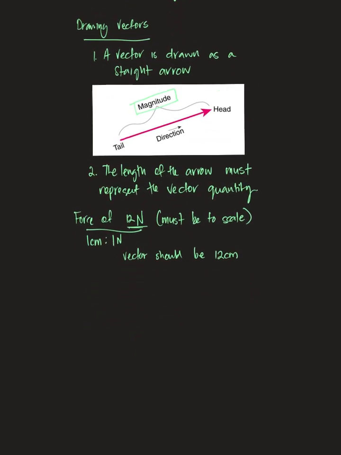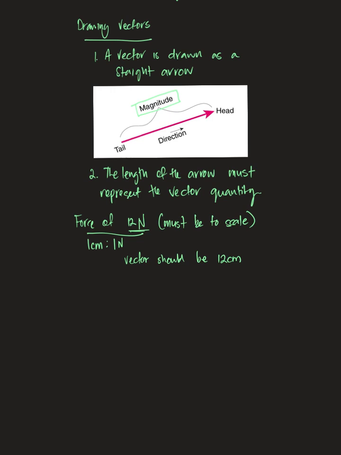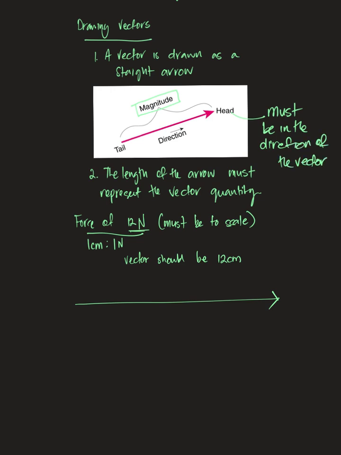Just make this a bit smaller. So when I draw it out, I'll measure 12 centimeters and I'll represent it with a head. So can we see here a head? The head must be in the direction of the vector. So let's say that this vector is moving to the right.